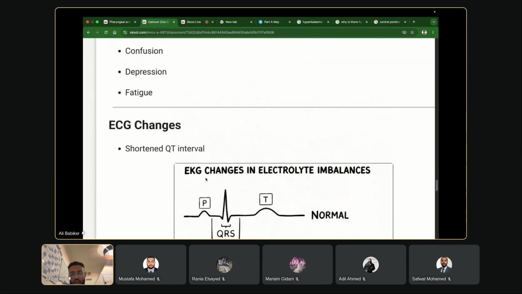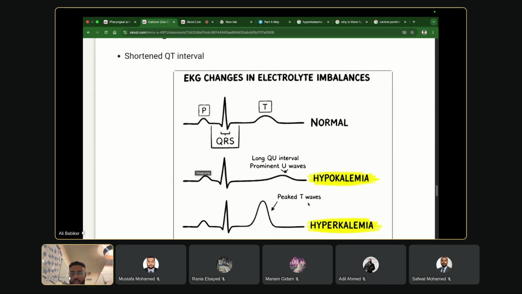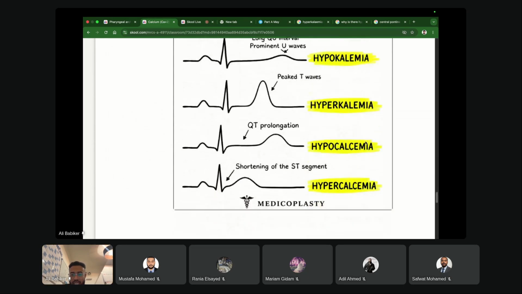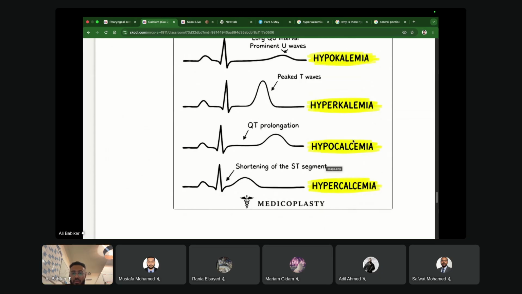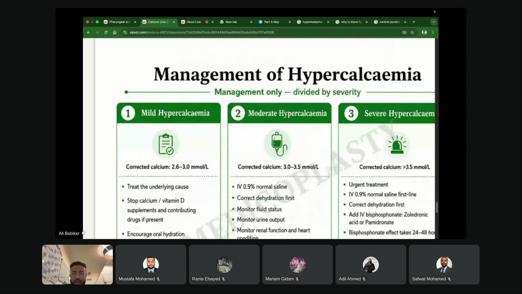Here are the ECGs of both. Okay? These are the most important ECGs you need to memorize. This is a normal ECG. This is the ECG of hypokalemia. This is the ECG of hyperkalemia. This is the ECG of hypocalcemia, and this is the ECG of hypercalcemia. Most important changes. This image is for memorization.